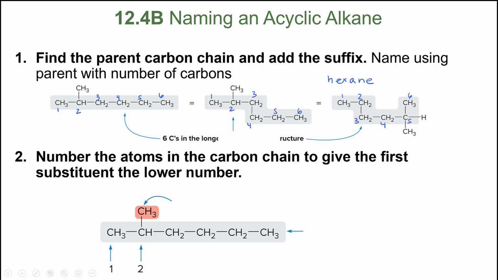The next rule is to number the atoms in the carbon chain to give us the first substituent the lowest number. So if you numbered from left to right, we have 1, 2, this is 3, 6. So our parent is going to be hexane. I have a branch coming off at 2. This is my substituent, and that is a methyl. Okay, so this is the parent, which is the hexane, and then I have the CH3 methyl group there.